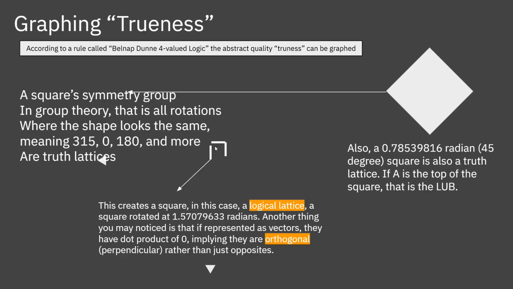It is usually at 90 degrees when you form the truth lattice, which is a square, or in most contexts, it's a 45-degree angle, or 0.78539816 radian degree. Additionally, in group theory, square symmetry will all be equal to this.